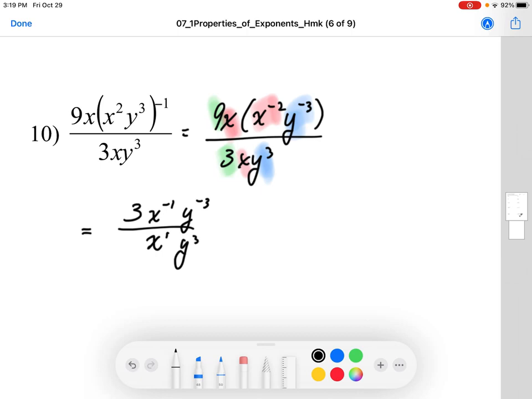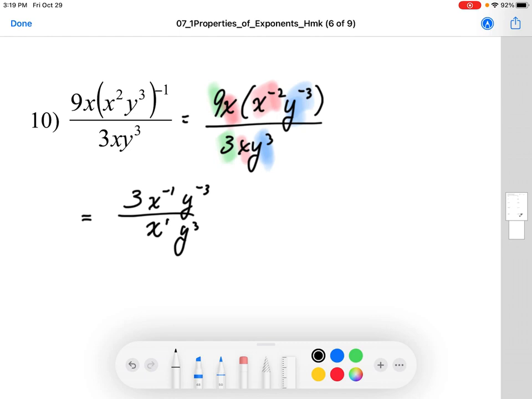Okay? Now those all represent divides. The negative 1 and negative 3 represent divides, so they should just end up in the denominator. They do not cancel out. So I'm just going to end up with 3 over x squared in the denominator, because I have 2 divides. I'm going to have 6 divides, so I'm going to have y to the power 6. So that will be one way to do it.